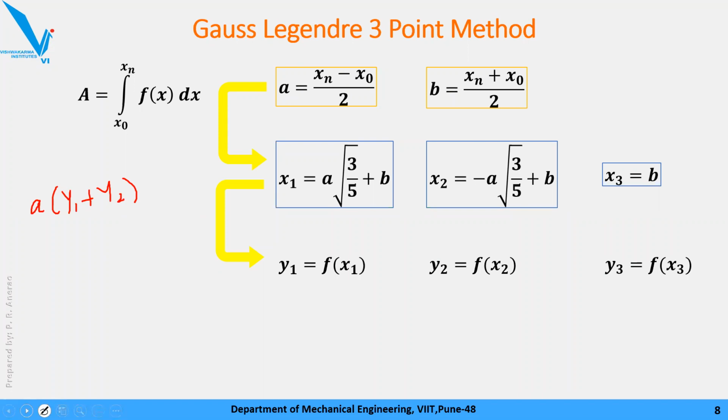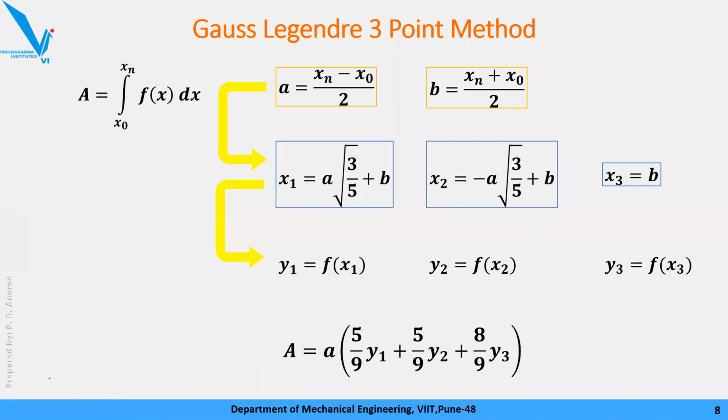And also I know that I have skipped the derivation. You might feel this formula is a little difficult, but remember this formula, it is required. So area is calculated in this way: small a, which is xn minus x0 divided by 2, into 5 by 9 y1 plus 5 by 9 y2 plus 8 by 9 y3. And I don't have any kind of trick to remember this. I have to mug this. Just memorize it.